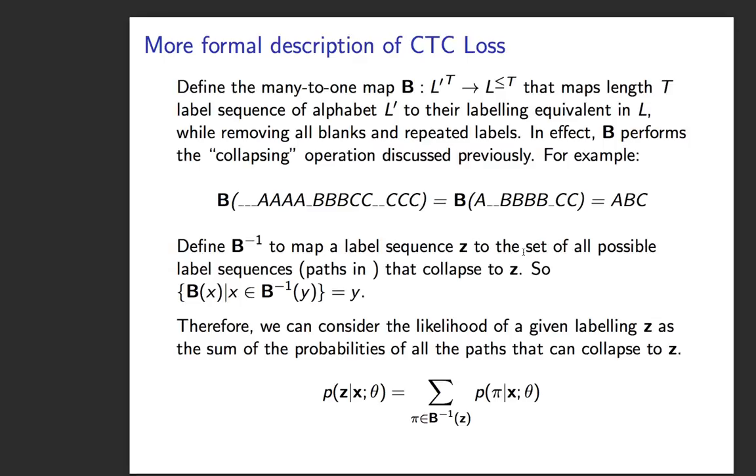So if you give it cat, imagine a length T label sequence. What are all the possible values of that label sequence that can collapse to z? That is what B inverse is. Two examples of B collapsing: we forgot another underscore. I think we meant to have another underscore between the two C's. Yes, we did.